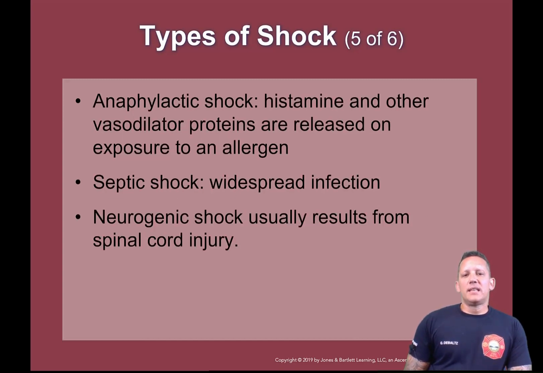Anaphylactic shock is histamines and other vasodilators released, and this is widespread. It's all over the body, and we're looking at somebody that, again, is third spacing a lot of fluids and has other issues coming on with the bronchoconstriction or bronchospasm. Septic shock is basically created from a widespread infection. And then neurogenic shock is from the spinal cord injury.